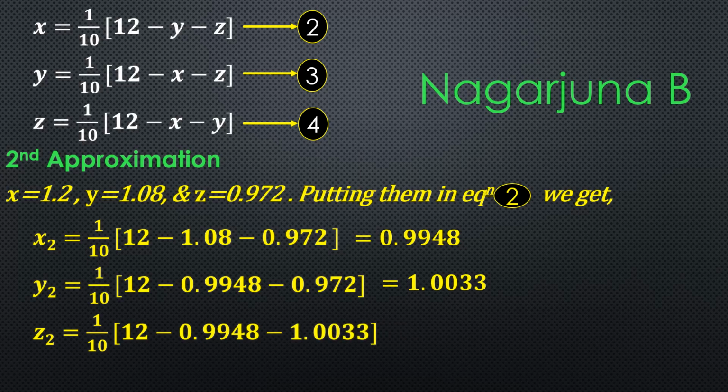1.0033. In the calculator you can type, open the bracket, 12 minus 0.9948 minus 1.0033, close the bracket, divided by 10. It will give the answer, and that answer after rounding off to 4 digits after the decimal point is 1.0002. So these are the values of x, y and z after the second approximation by using the Gauss-Seidel method.